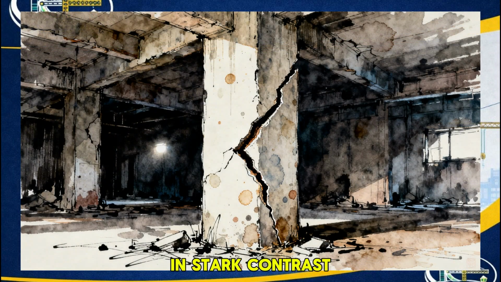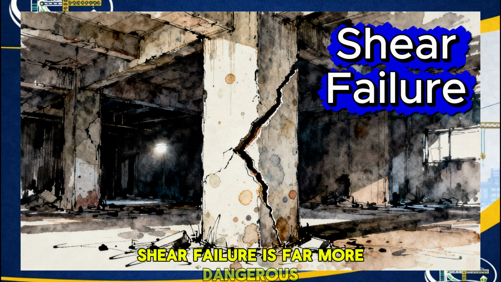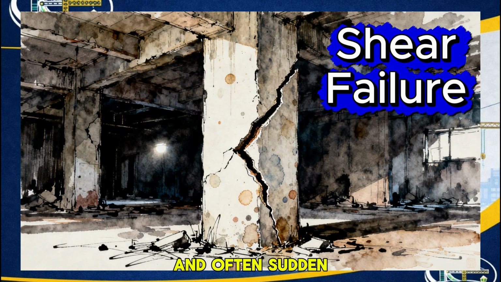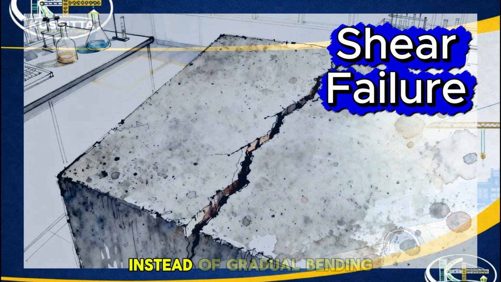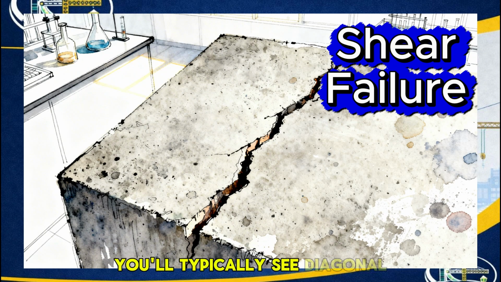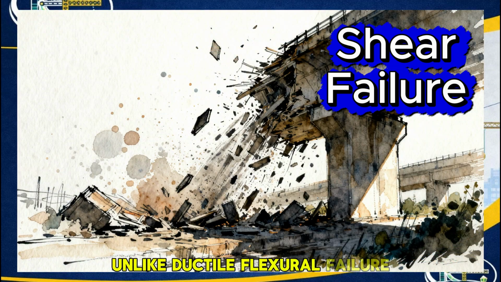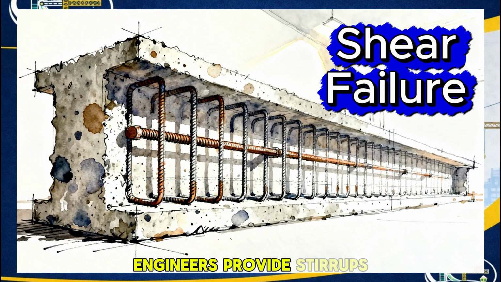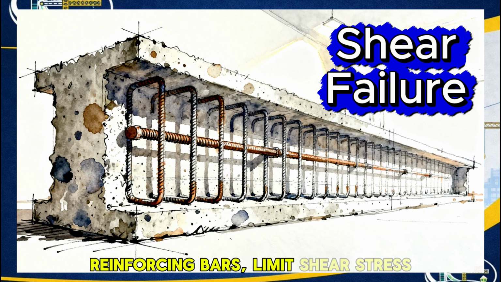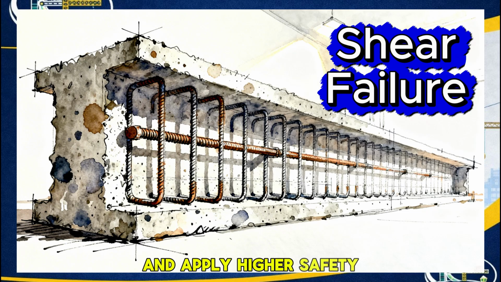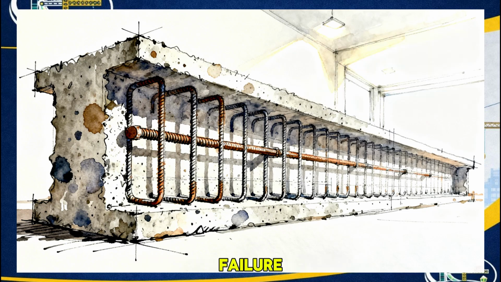In stark contrast, shear failure is far more dangerous and often sudden. It occurs when internal shear forces exceed capacity. Instead of gradual bending, you'll typically see diagonal cracks forming abruptly. Unlike ductile flexural failure, shear failure is brittle. This means it happens with little to no warning, making it incredibly hazardous. Engineers provide stirrups and reinforcing bars, limit shear stress, and apply higher safety margins to prevent brittle failure.